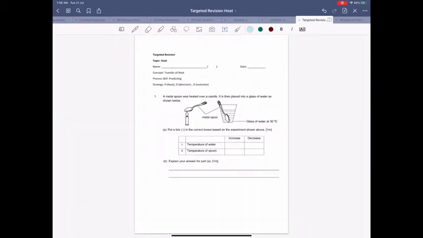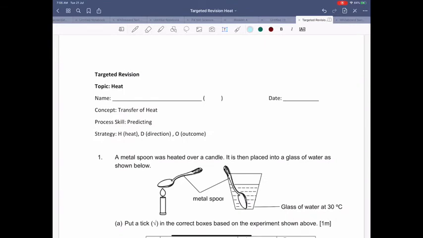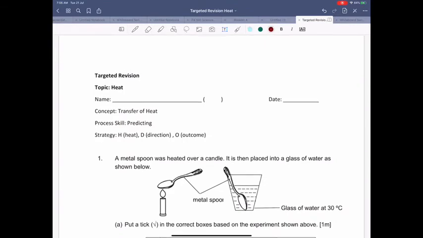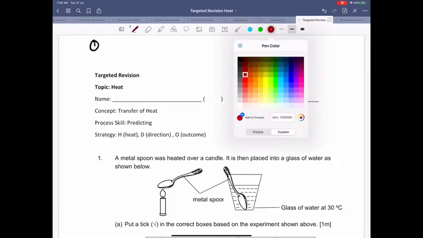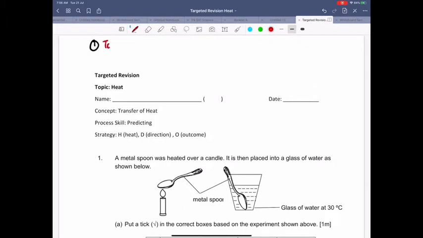Alright, so today we're doing heat. Now, whenever you do a question, it doesn't matter what question, the first thing you should always do is to identify what exactly the topic is. And then the second step is to identify which concept they are testing you on with regards to the topic.